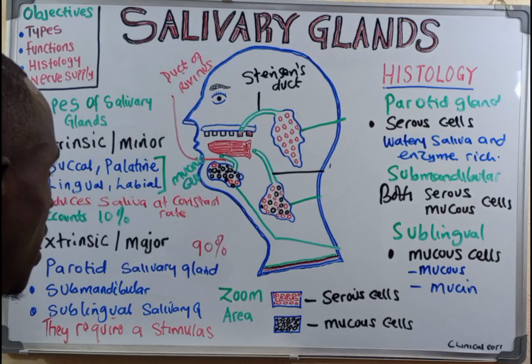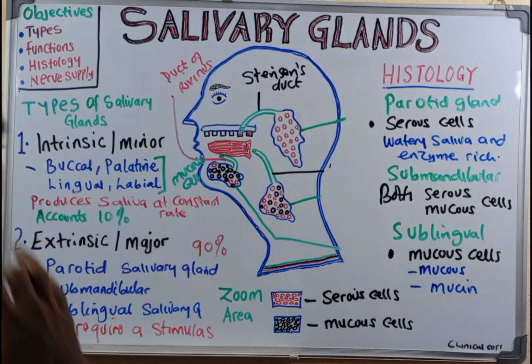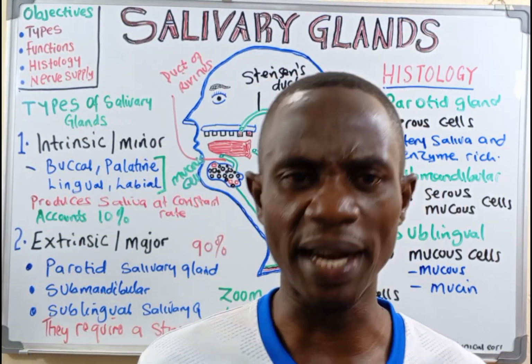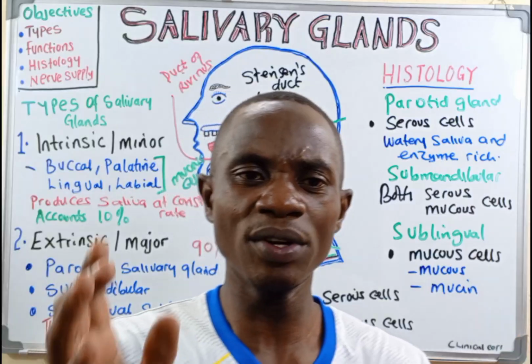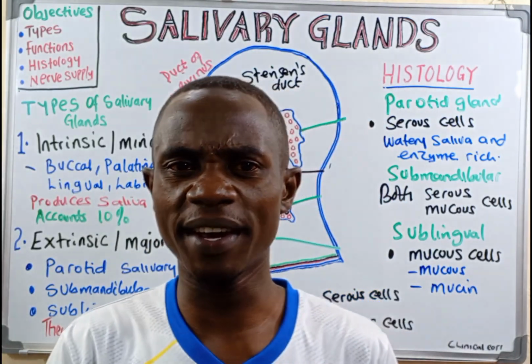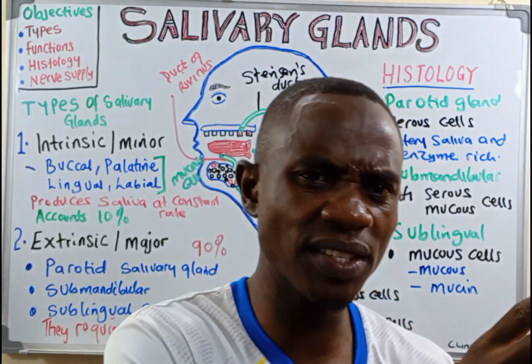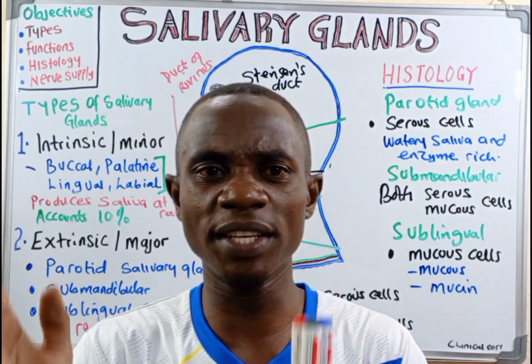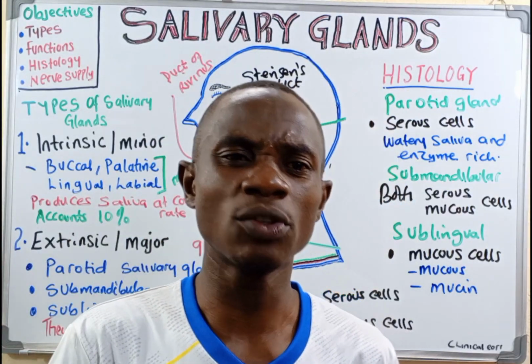So now in the next video, we are going to be talking about the innervation part, how the nervous system regulates the functioning of the salivary glands. We want to see how the sympathetic nervous system and the parasympathetic nervous system affect the salivary glands. That's going to be our next video.